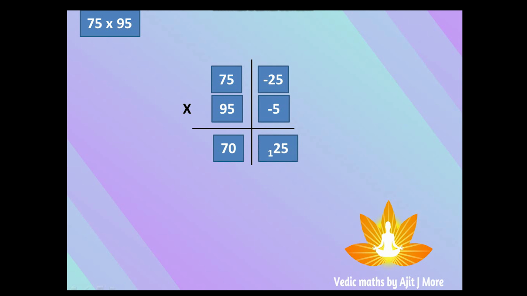See, I'm showing it this way. 125, that is 25 is kept as it is and 1 is carried over, and that 1 we are going to add in the first part, and therefore your final solution will be 7125. Okay, so 75 into 95 is 7125.